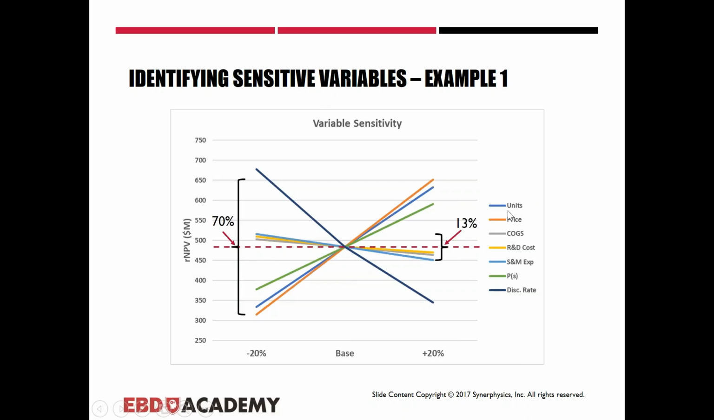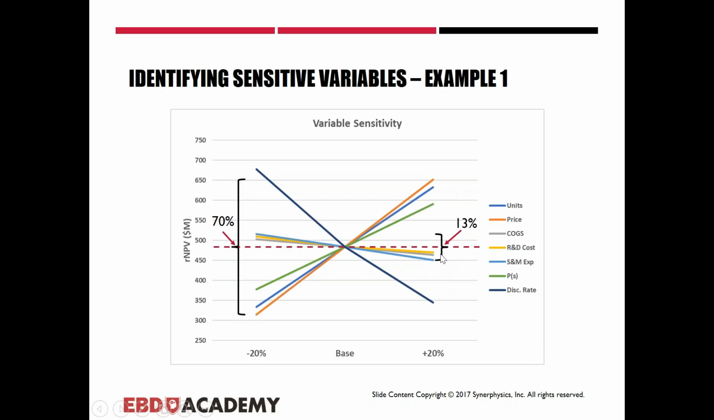And what I did was take each variable one at a time, and for instance, let's talk about units. So what if units are 20% greater than my base case? Okay, we have a higher valuation. What if units are 20% less than my base case, which of course is going to give us a lower valuation. So we get this steep line, and that indicates that this is a sensitive variable. So in the case of price here, the orange line, very sensitive. It swings the valuation by 70% when we alter it.